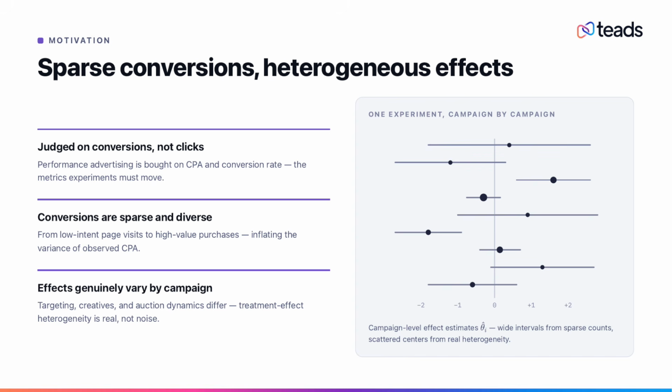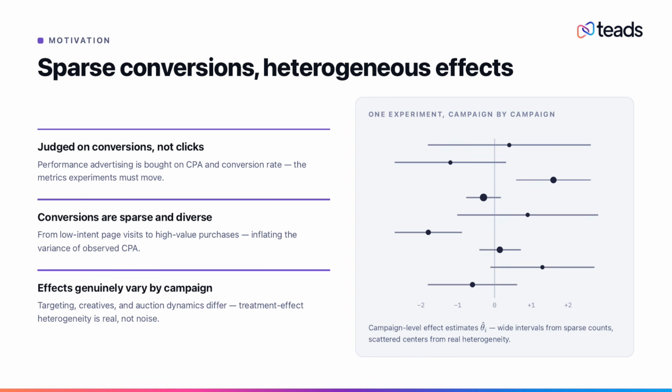Why is this problem hard? Performance advertising is judged on conversions, not clicks. The key metrics are cost per acquisition, CPA for short, and conversion rate. But conversions are sparse. They are also diverse, from low-intent page visits to high-value purchases. This inflates the variance of observed CPA, and treatment effects truly vary across campaigns. Targeting, creatives, and auction dynamics are different.